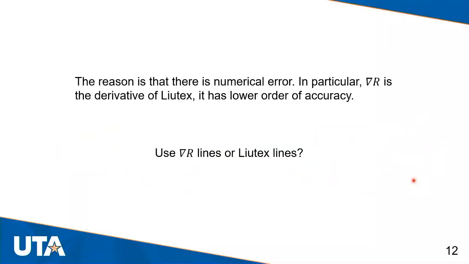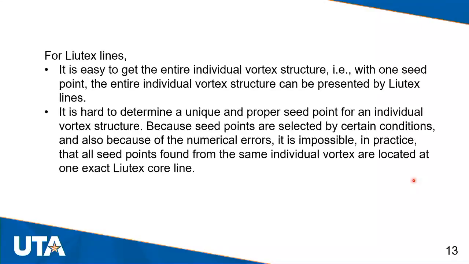To develop a good way to find vortex core lines, which line should we use? Do we use the gradient line, or do we use the vortex line? Both lines have their advantages and disadvantages. For the vortex lines, the good thing is we can easily find the entire vortex structure. So by selecting a seed point, you can draw a long line. But the drawback is numerical error.